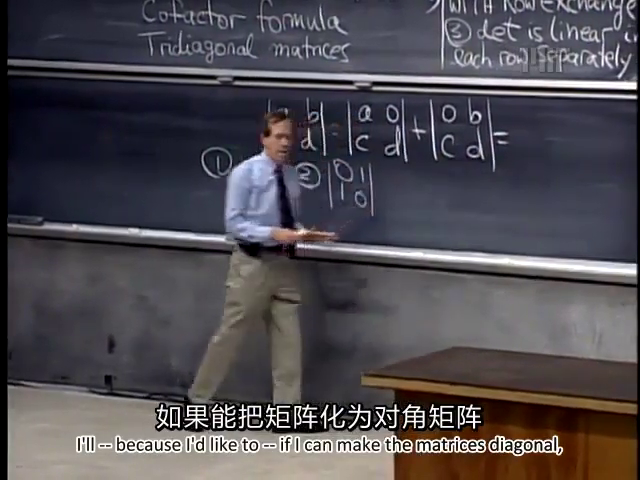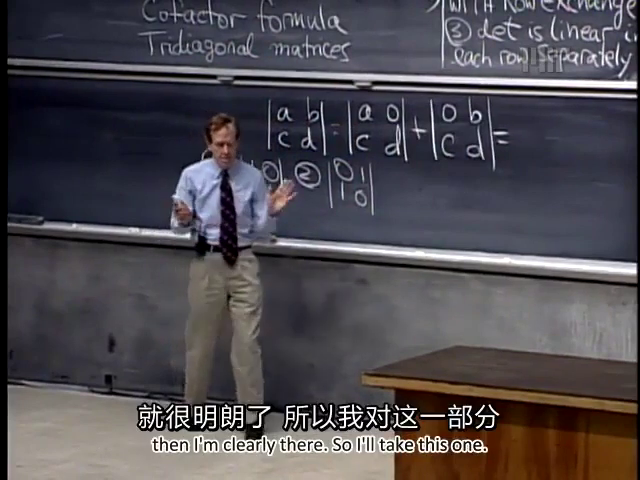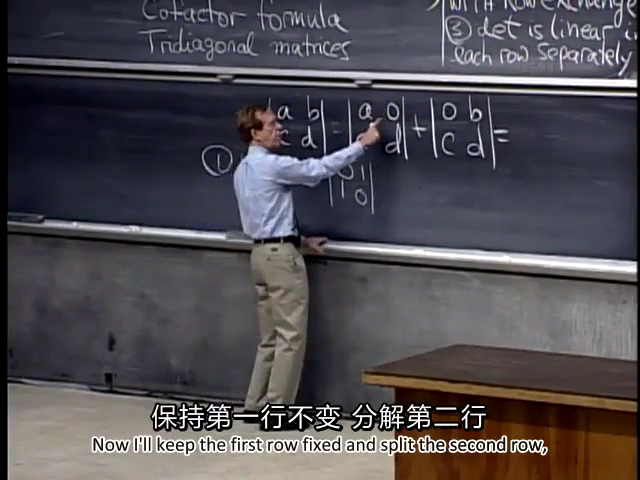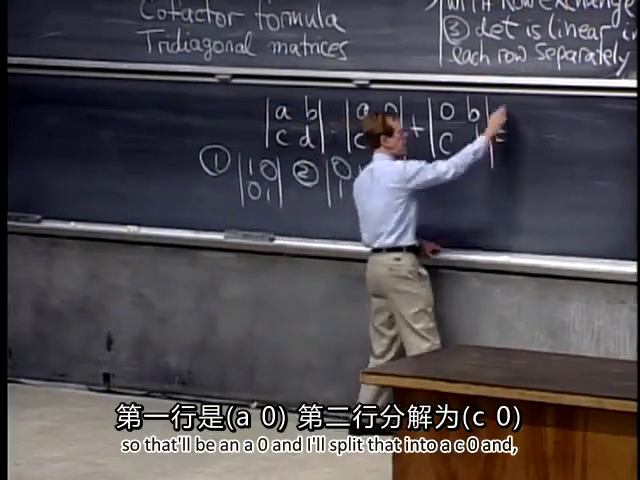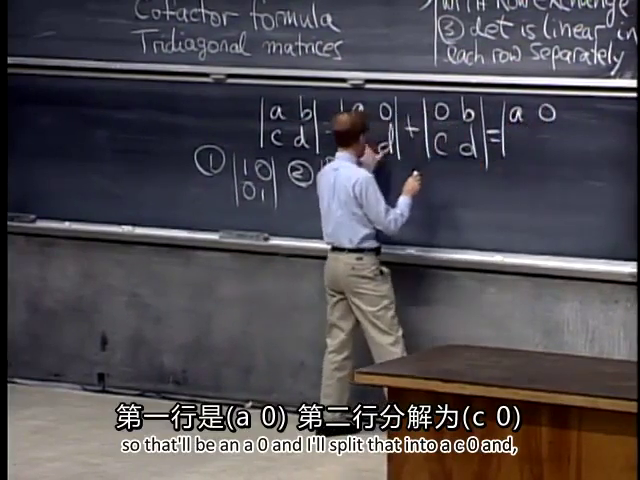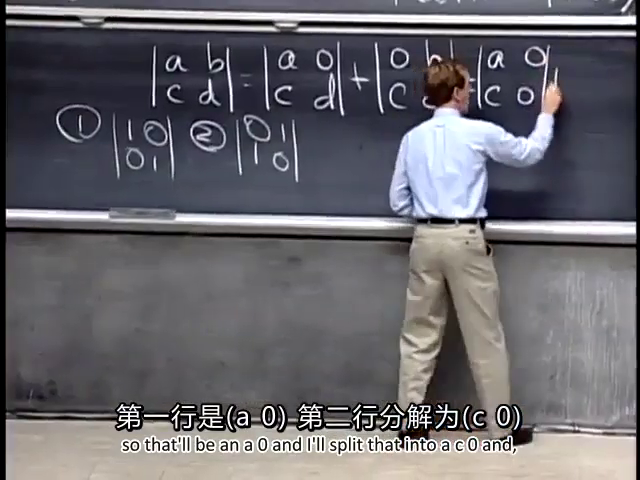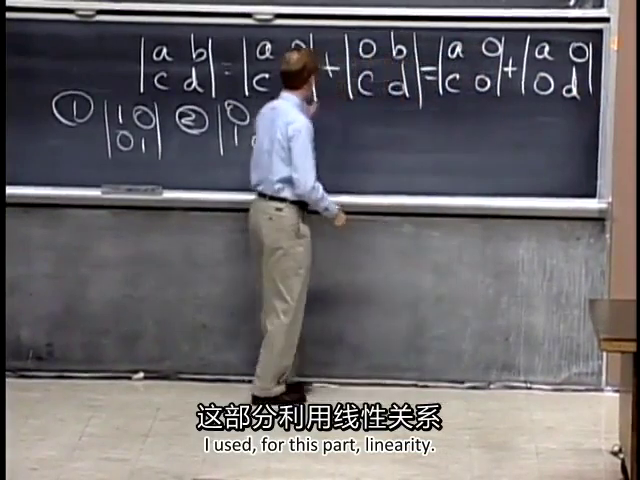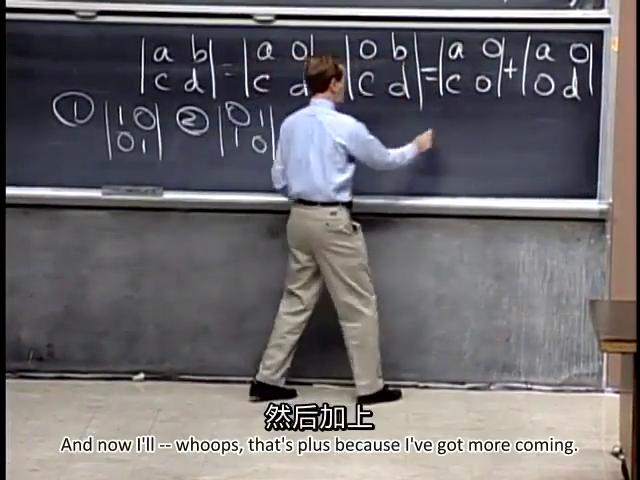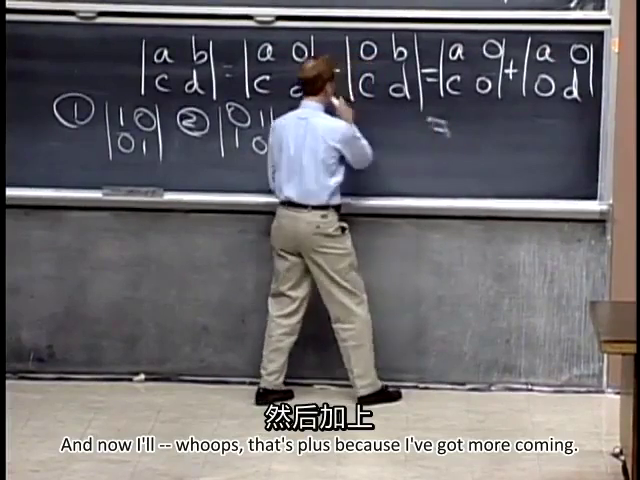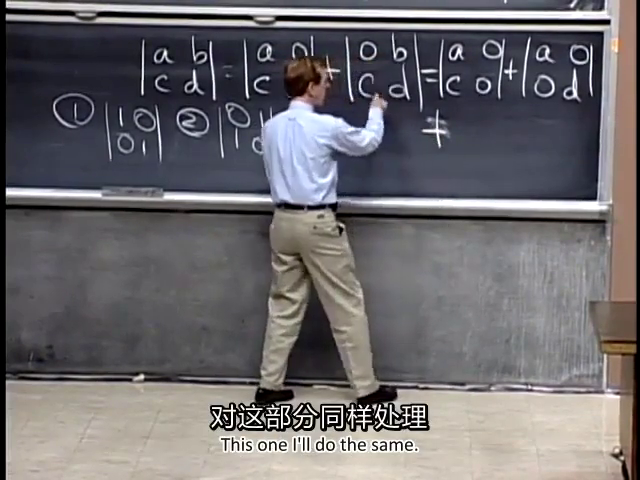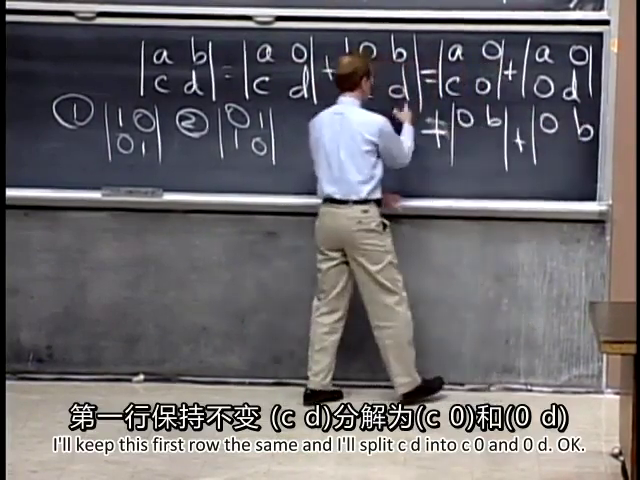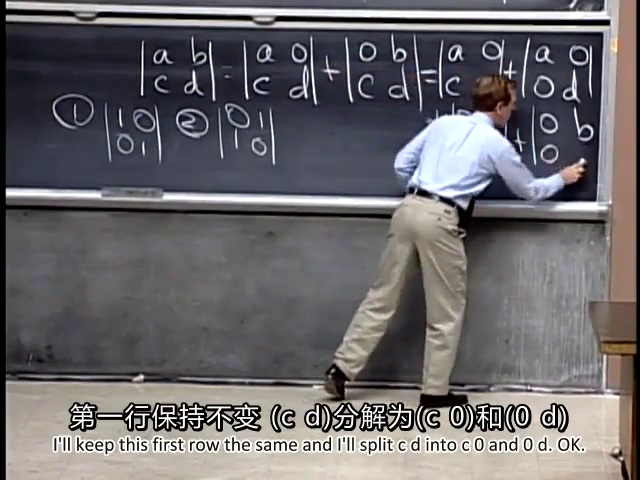If I can make the matrices diagonal, then I'm clearly there. So I'll take this one, now keep the first row fixed and split the second row. So that'll be (a, 0), and I'll split the second row into (c, 0) and, keeping that first row the same, (0, d). I used linearity for this part, and now not plus, because I've got more coming. This one, I'll do the same: I'll keep this first row the same, and I'll split (c, d) into (c, 0) and (0, d).